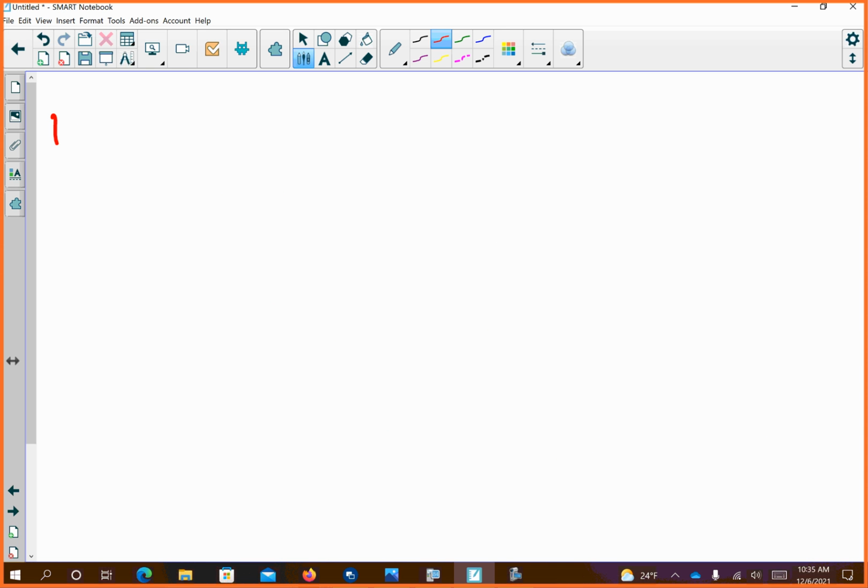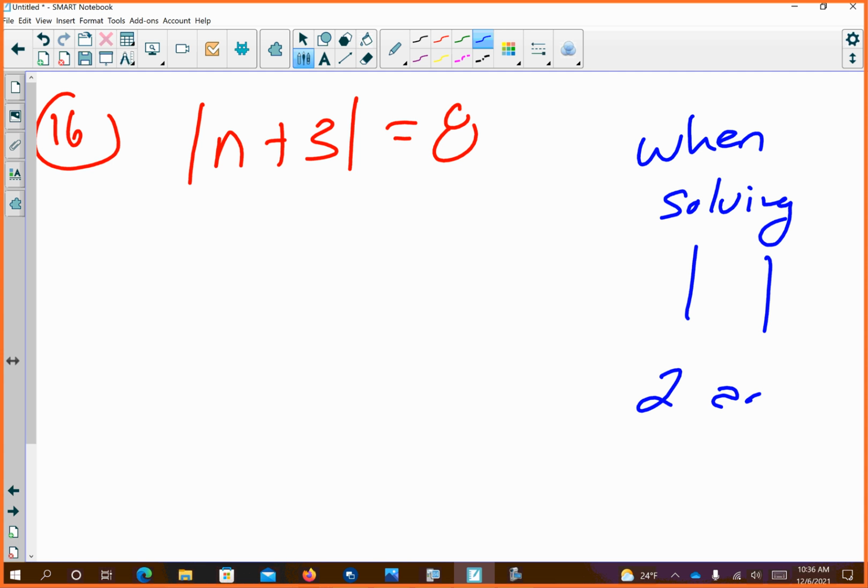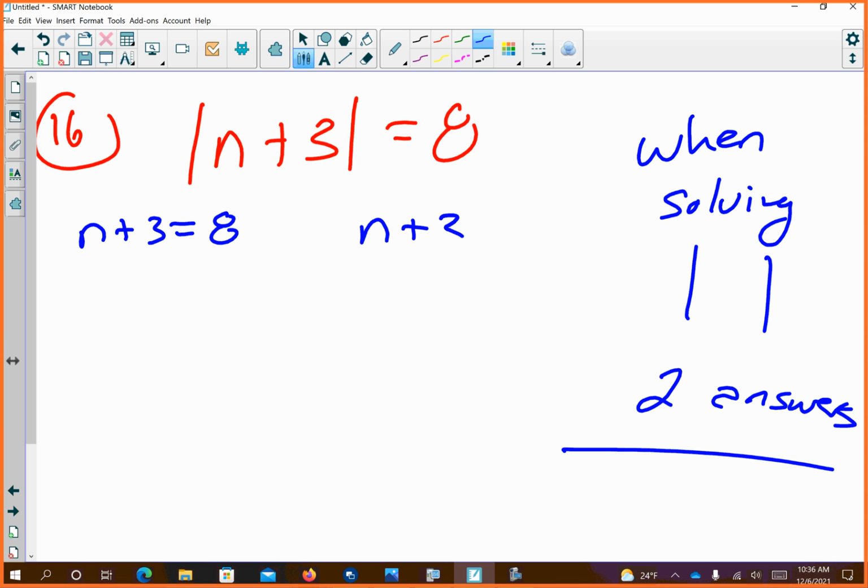But then we get into number 16, where we have an absolute value. Okay, so things we have to know about absolute value. When solving absolute value, you will have 2 answers. So that's something to know when solving absolute value. So I'm going to drop the sign, and I'm going to solve it as is, and then I'm going to change the sign of the opposite side. Notice how the 8 became either positive or negative. I need to solve both for it to work.